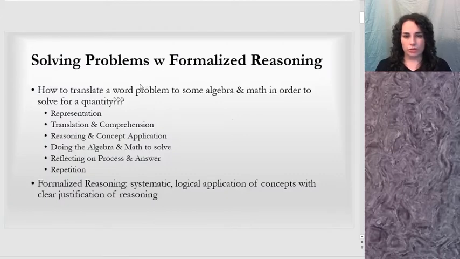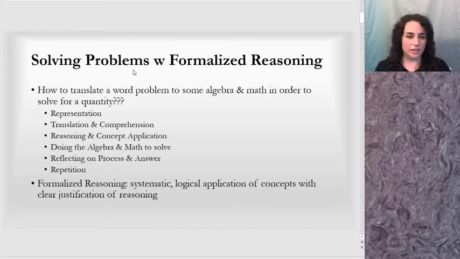Solving problems with formalized reasoning, your main task is going to be translating a word problem into some algebra and math in order to solve for a quantity. So you're given word representations, and you need to move that over to the symbolic and numerical realm. So there's this translation that goes on, and it involves representation. It involves reading comprehension. This is an involved process.